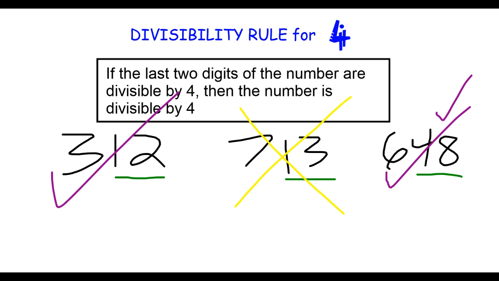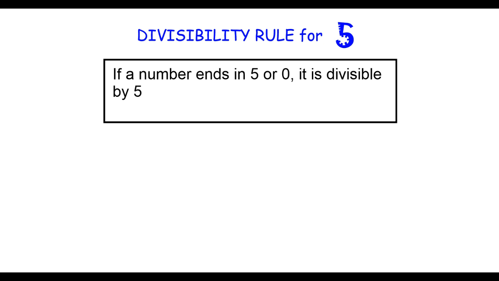For 2, we have just the last digit. For 3, we have the sum of digits. And for 4, a whole different type of rule where we take the last 2 digits and hold them out separately. We have 2 more divisibility rules to talk about, but they're ones that you're particularly familiar with. The divisibility rule for 5: a number is divisible by 5 if it ends in 5 or 0. So go ahead, pause the video, and write this one down.